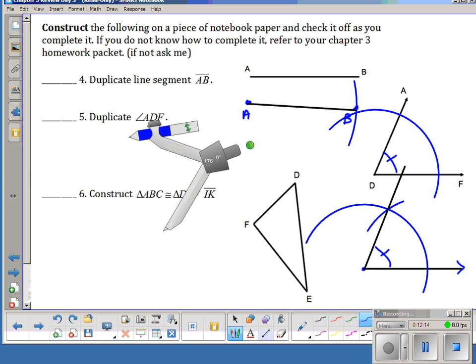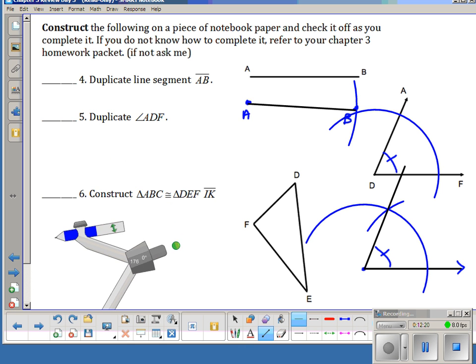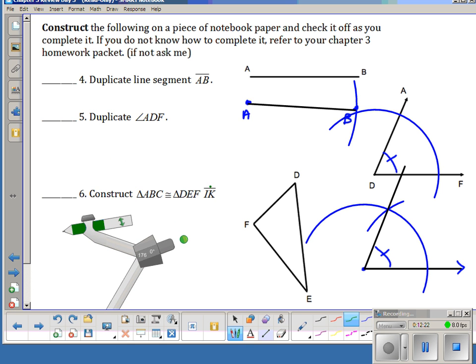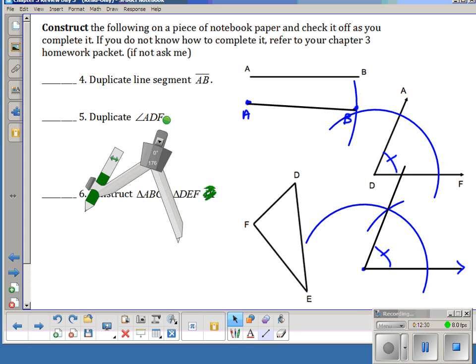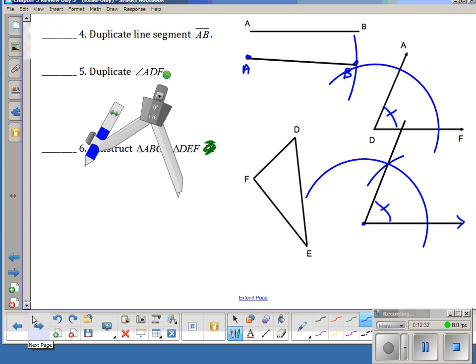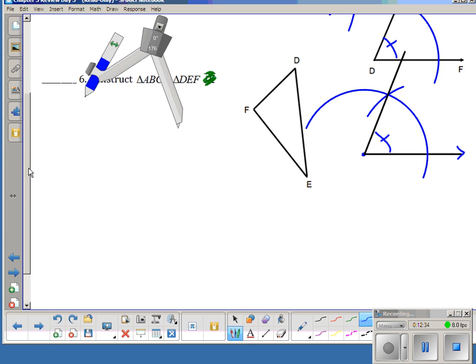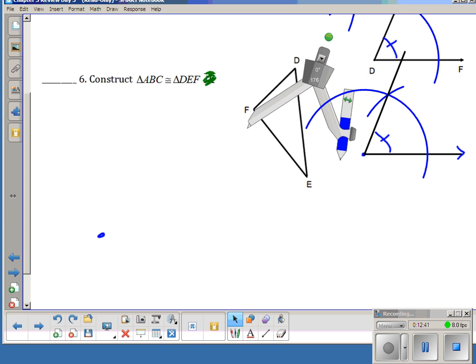Right. The next one says construct triangle ABC, so it's congruent to, oh, that shouldn't be there. Construct triangle ABC, so it's congruent to triangle DEF. Okay, so first step. This one goes, you're just going to do the duplicating a segment 3 times. You make a starting point. Okay, so I'm going to make my starting point here. And you can pick any one of these you want to duplicate first. So I'm going to go over here.